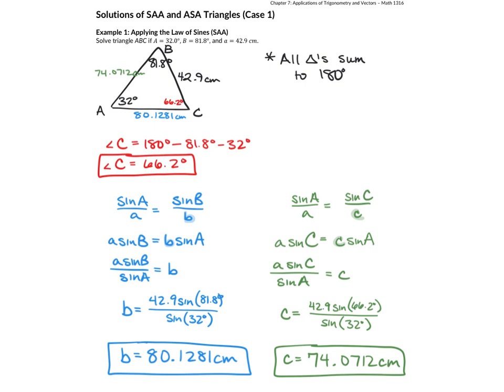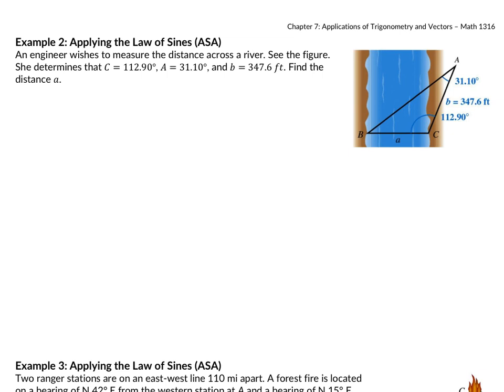Are we good? Fabulous. Example 2. Let's apply the law of sines to a problem. Let's say an engineer wishes to measure the distance across a river. She determines that angle C is 112.90 degrees and angle A is 31.10 degrees. She also knows that the distance B, so basically from where she's measured these two places, is 347.6 feet. We just want to find that distance A across the river.